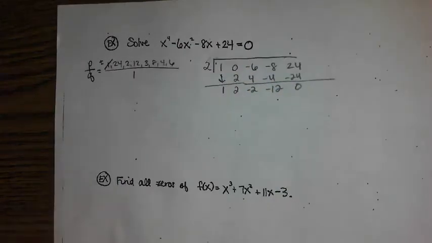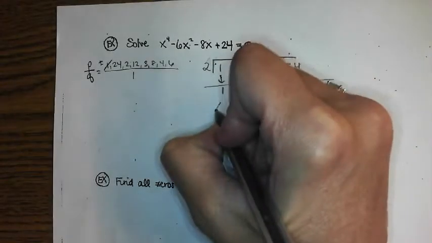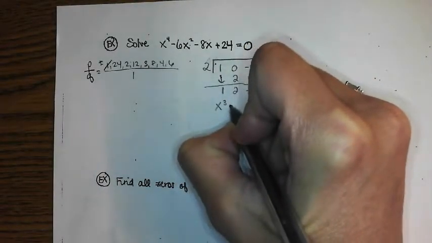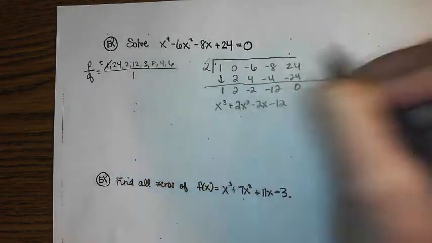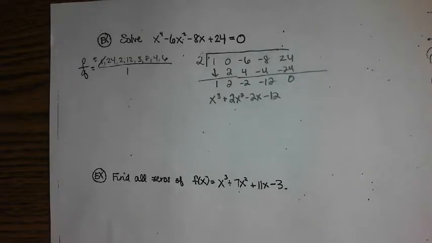We already know we should get 0. So now our tester is x cubed plus 2x squared minus 2x minus 12. So from this point forward we can pretty much ignore the original.